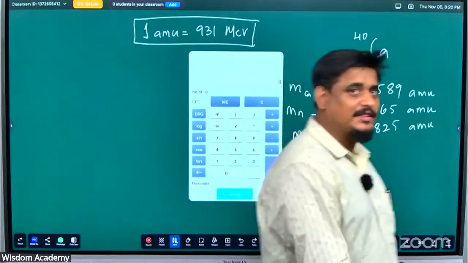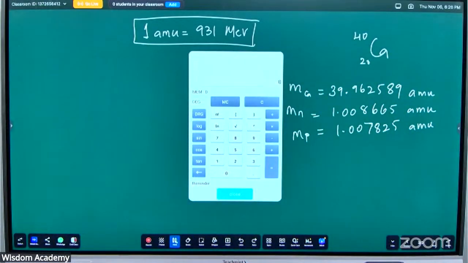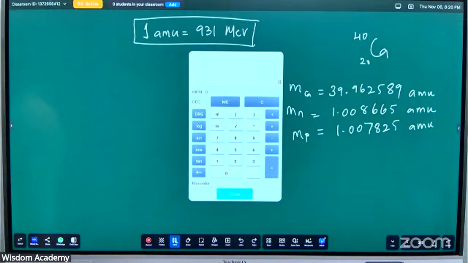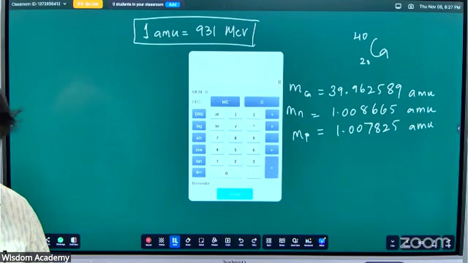I am not going to appear for the exam. I will use a calculator, but you cannot. Okay, solve by yourself. Any answers? That means you are weak in calculation.